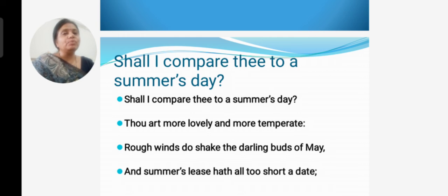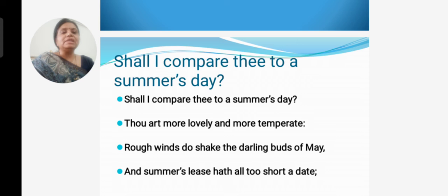Now, notice the use of the word more. It means that summer's day is temperate, summer's day is lovely too, but your beauty is lovelier and you are more temperate. And one of the negative points of summer's day is that there are rough winds blowing during the summer's day and they cause a lot of harm to the delicate beauty of the buds and flowers. And your beauty is not destructive.